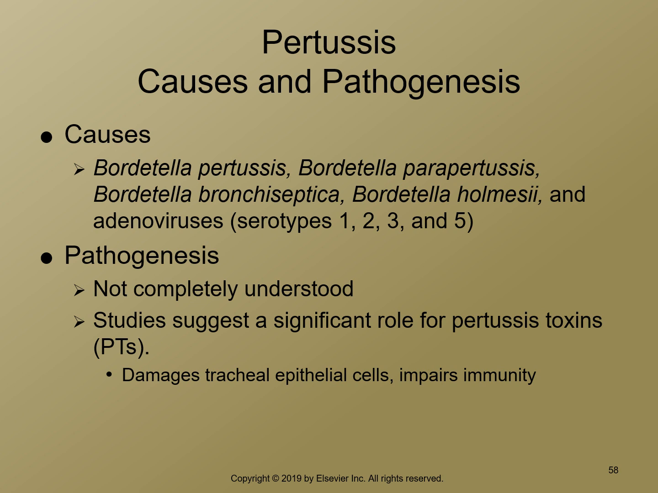Bordetella pertussis and Bordetella parapertussis are the primary pathogens usually associated with pertussis. Bordetella bronchiseptica and Bordetella holmesii have also been associated with similar clinical syndromes. An important differential diagnosis in patients presenting with pertussis-like syndrome is adenovirus infection. Although the pathogenesis of pertussis is not completely understood, numerous studies suggest that the pertussis toxin plays a significant role in the clinical presentation of this infection, because the toxin damages tracheal epithelial cells and impairs immunity.